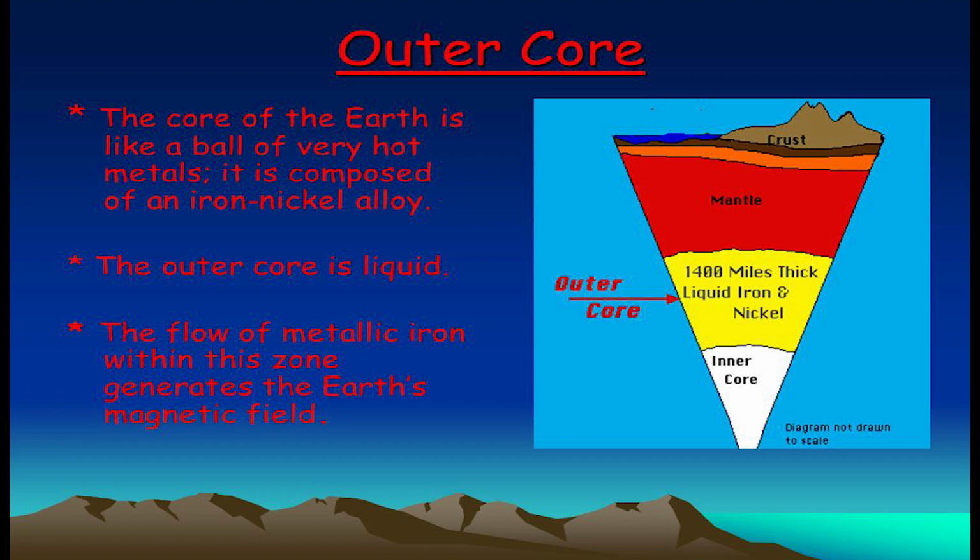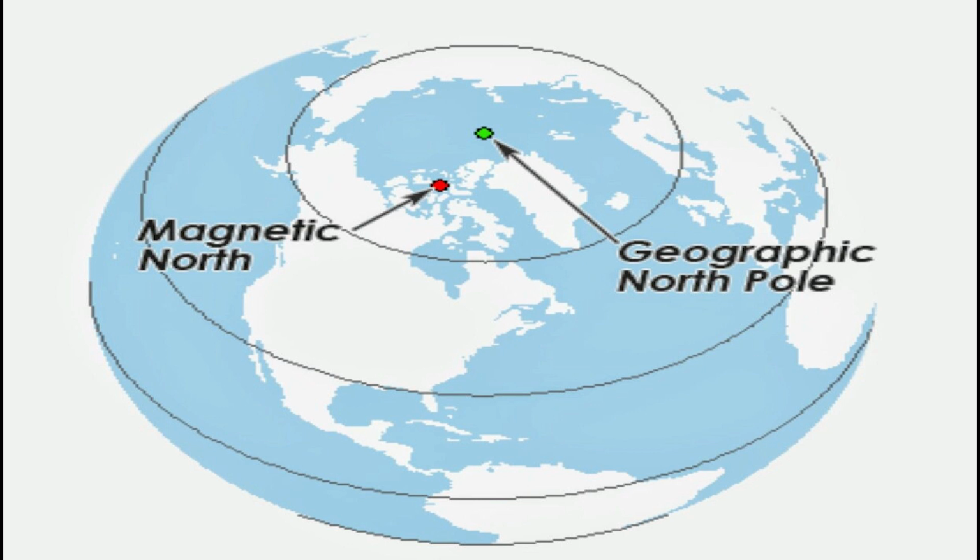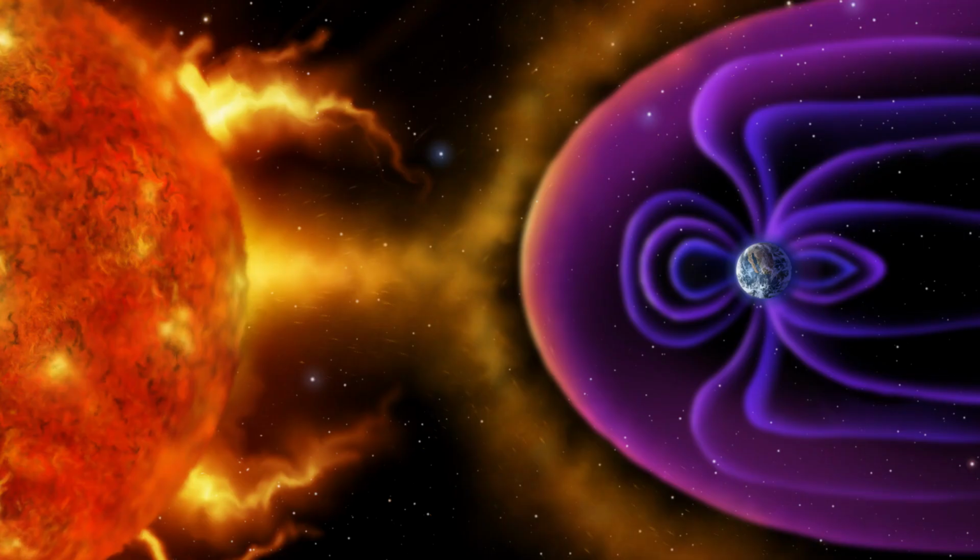The outer core is what creates the Earth's magnetic field and is the reason why a compass on the surface of the Earth always points north. The magnetic field also acts as a protective barrier that shields the Earth from the sun's destructive solar winds.